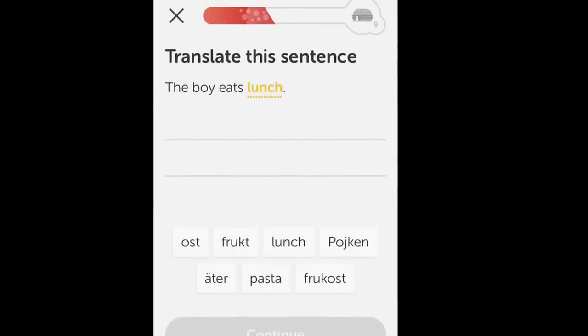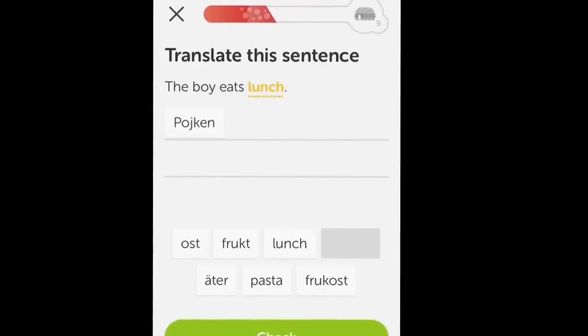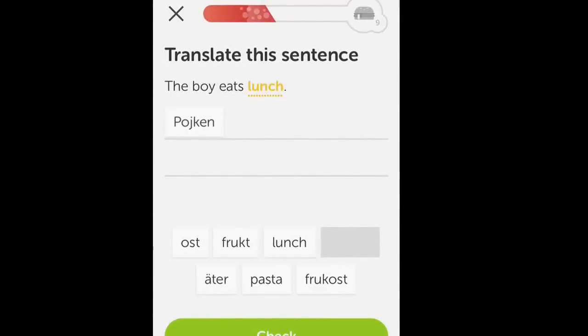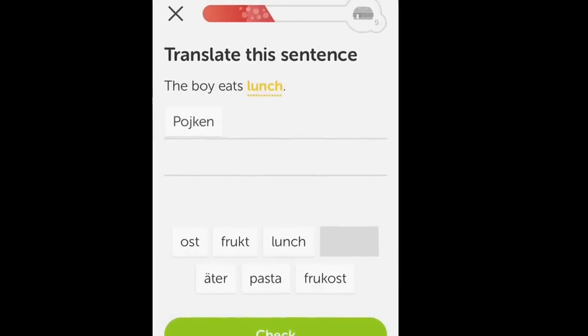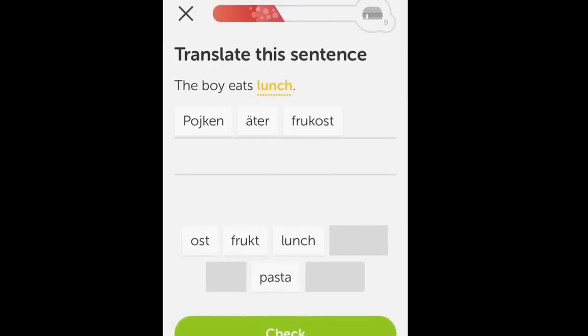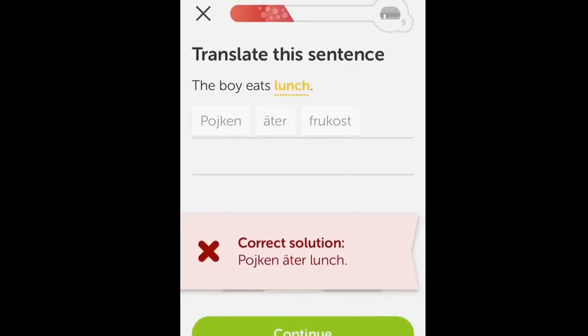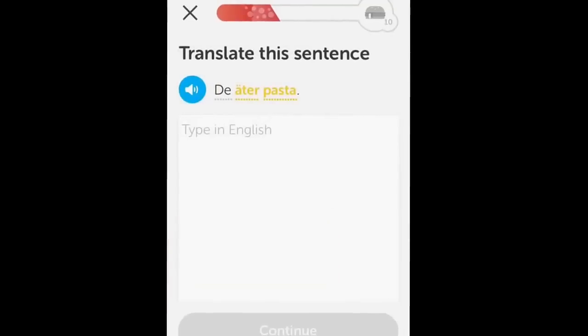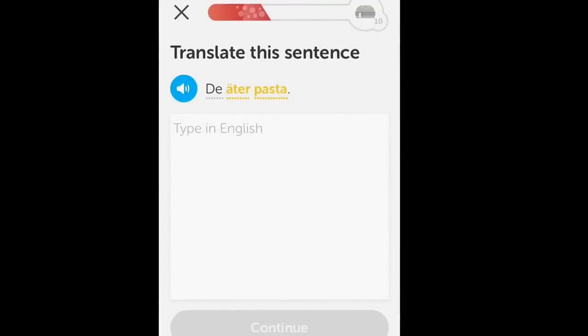All right, let's see. Translate this sentence. The boy eats lunch. So, the boy. Pojken. See how they say it when you choose it? Äter. And frukost. Oh, what am I doing? I went too fast. De äter pasta. Oh.